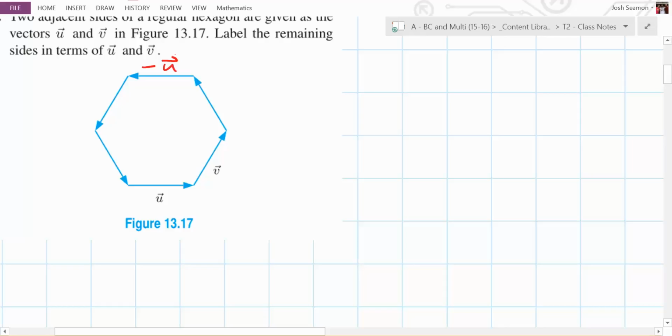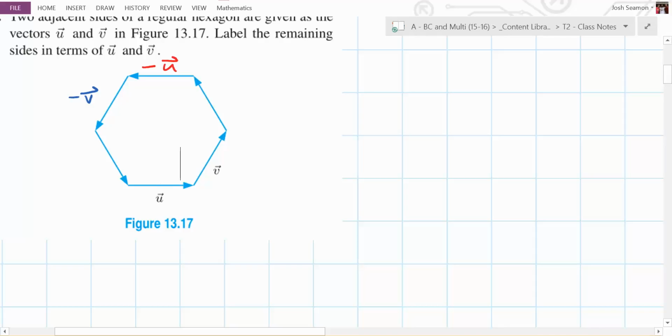What about the one opposite of v? Yeah, negative v, right? Nice. So you just have two more to do here. You have two vectors left. How do you figure it out? It's going to be some scalar combination of u and v.